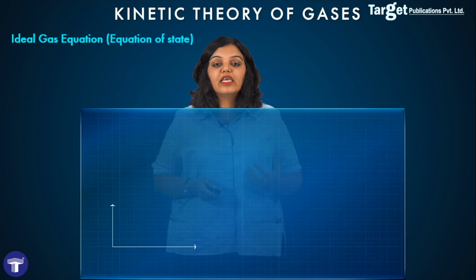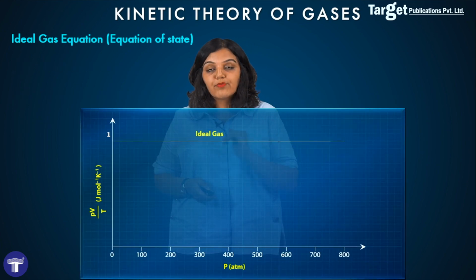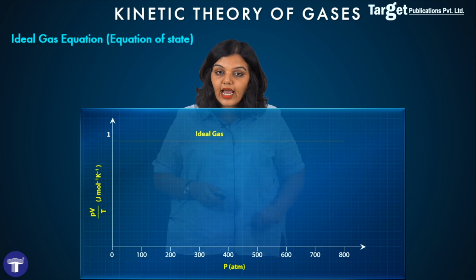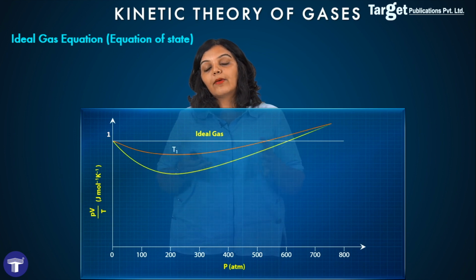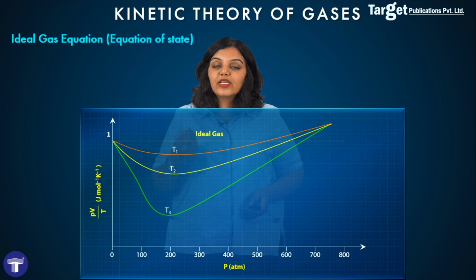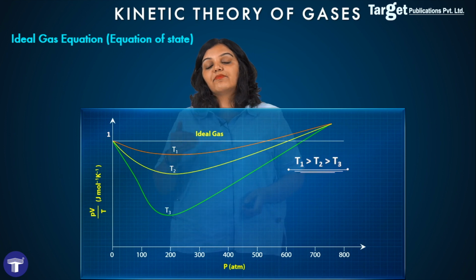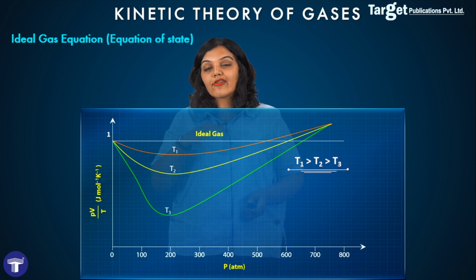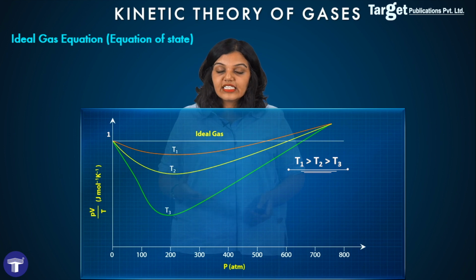I tried to plot PV by T on a graph with respect to pressure, and I saw that I should be getting this straight line which I have marked as the ideal gas line. However, experimentally when we plotted the values, we saw that these graphs were not straight lines. But we noticed something that we have already discussed once. We noticed that as the temperature of the gas was increased, these lines became more and more closer to the ideal gas line. So obviously T1 has a higher temperature than T2, T2 is at a greater temperature than T3.